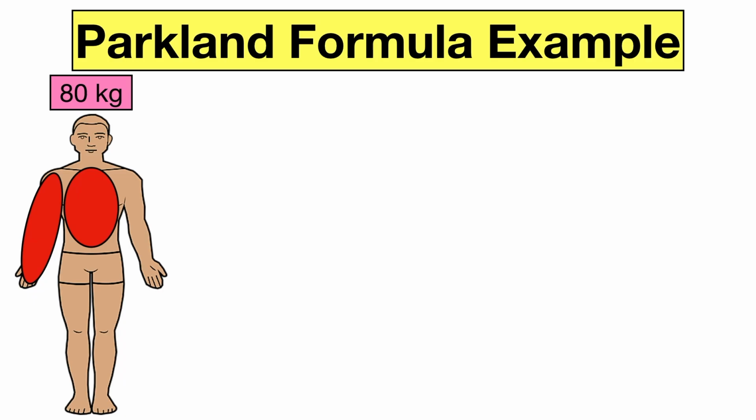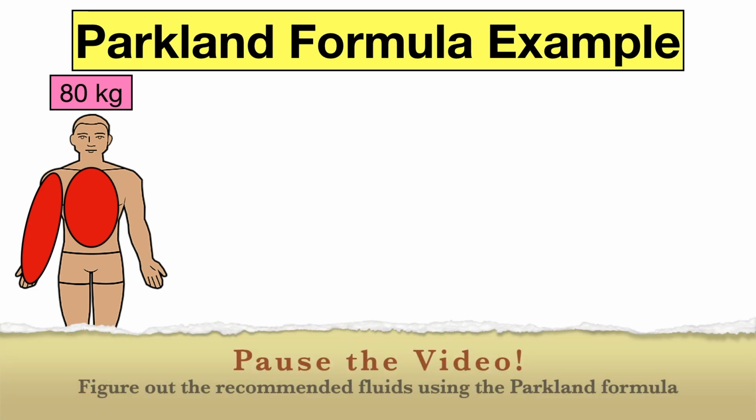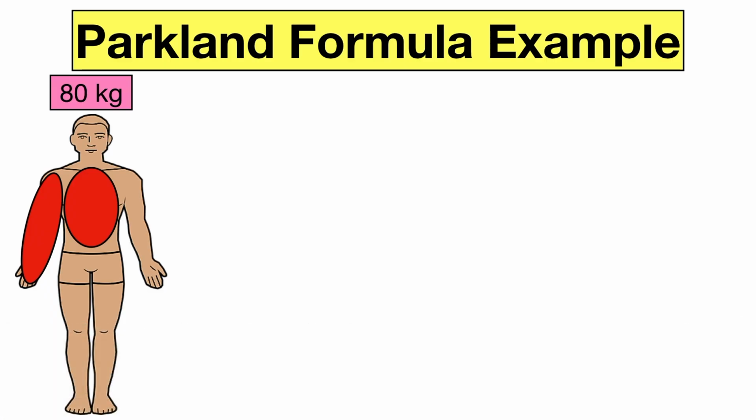The patient weighs 80 kilograms and has partial thickness burns involving the entire anterior trunk and the entire anterior right arm. Hit pause on the video and figure out the recommended fluids this patient should receive in the first 24 hours using the Parkland Formula. Also figure out how much fluid should be given in the first 8 hours and over the next 16 hours.